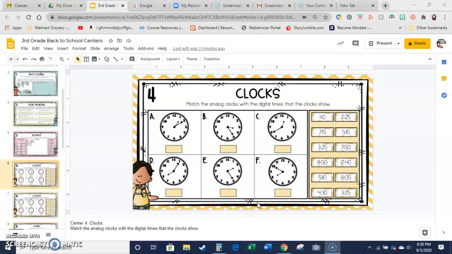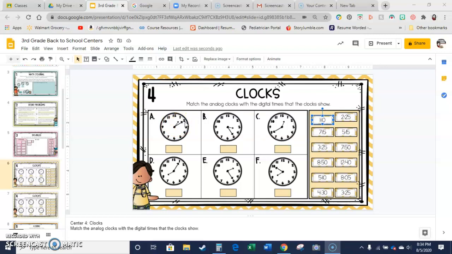Center 4, clocks. Match the analog clocks with the digital times that the clocks show. Let's do A together. I know that this short hand right here is pointing to the hour, which is 1. So that means that it is 1 o'clock. Now we're looking at the minute hand. It is pointing to the 2.